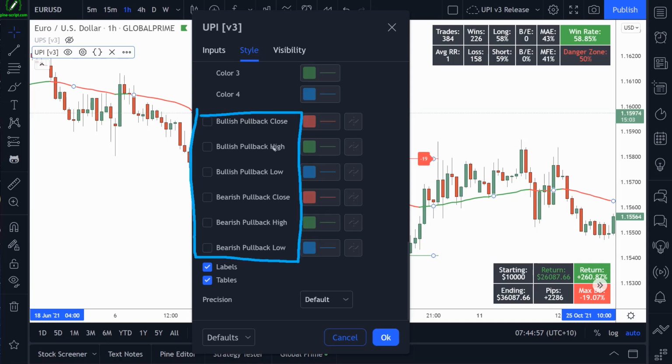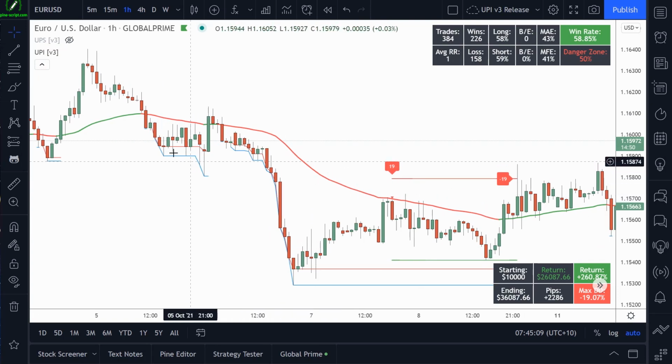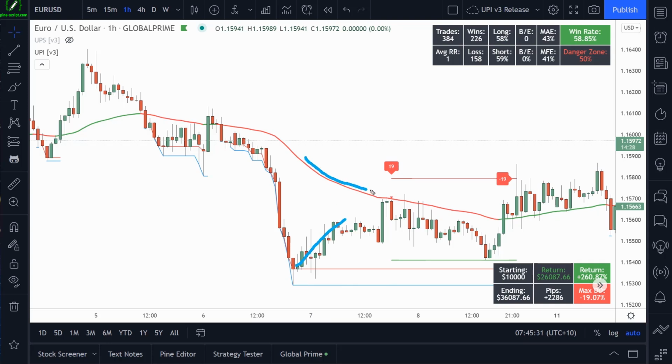They're all turned off by default, but if you want to see how the script is detecting pullbacks, you can turn these on. So if I turn bearish pullback close and bearish pullback low on, you can see now how the script is detecting lows in the pullback. So as price moves lower, the blue line represents the wicks, and then at the bottom, as price begins to pull back towards the moving average, the red line is our pullback origin body, and the blue line is our pullback origin wick. So turning this on is good for debugging and just seeing how the script detects pullbacks.